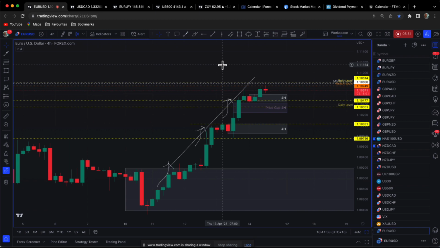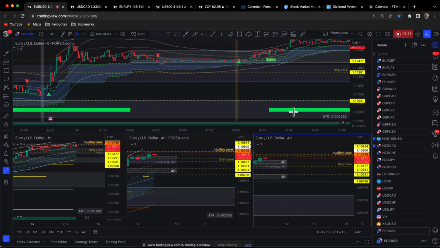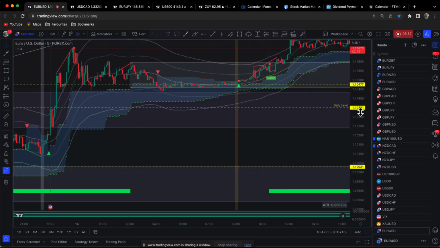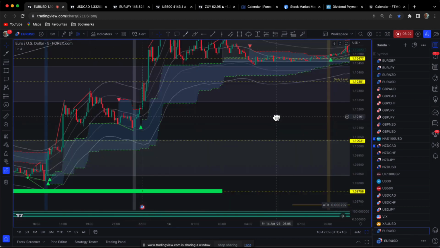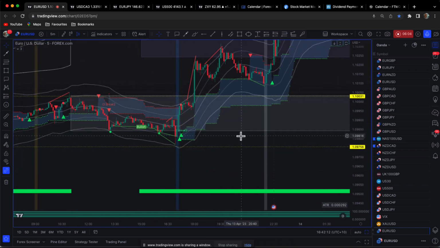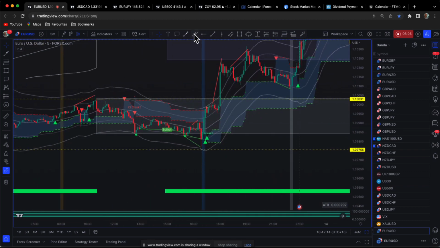What I want to do now is go down to the lower time frame and show you how it's possible to get involved with this on a 5-minute chart. I'll show you this. See these lines here? What we're looking at is this bar gives us a 4-hour and a daily. When they meet a certain criteria, this bar will paint.